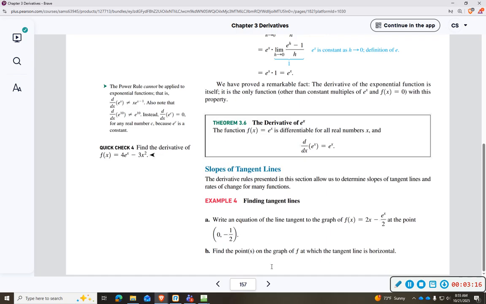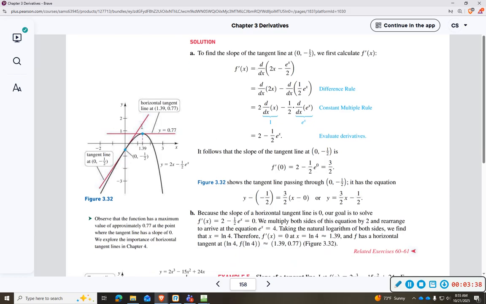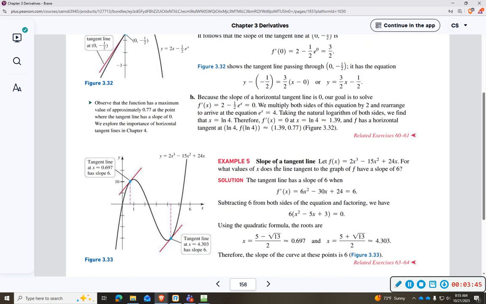And then when it says finding tangent lines, once you find the derivative, okay, the derivative is going to give you the slope of that tangent line. And then you plug in whatever point you're given, and you can find the equation of the tangent line. It is important to know that the slope of the tangent line is going to be 0 at a maximum or minimum point. That's going to give you a horizontal tangent line. So here they're just kind of going over the slope of the tangent lines, and you get different ones.